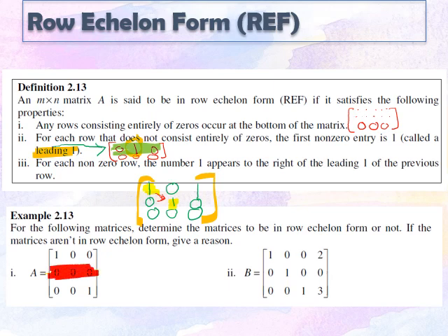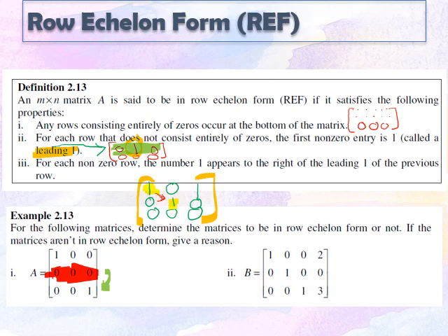This one should appear at the bottom because it is all 0 rows. 0, 0, 0, it must be at the bottom here. It must be at the bottom. Okay, and then B.